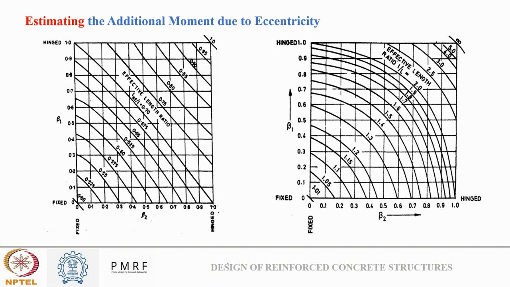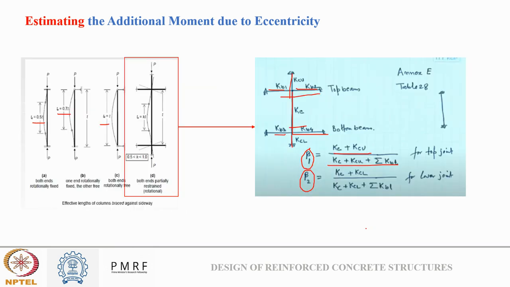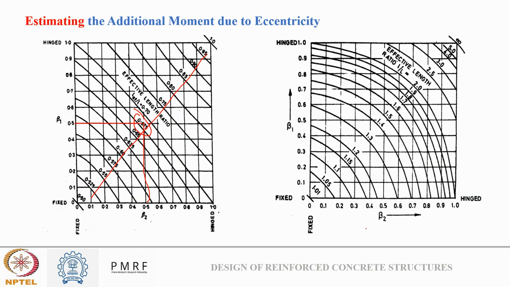And with these beta 1 and beta 2 values and the tables given in IS 456, we can calculate the value of K. This is for the case where the column is braced against side sway. So how can we calculate the value of K using beta 1? If I get beta 1 as 0.5 and beta 2 also as 0.5, then my K value is something like this.